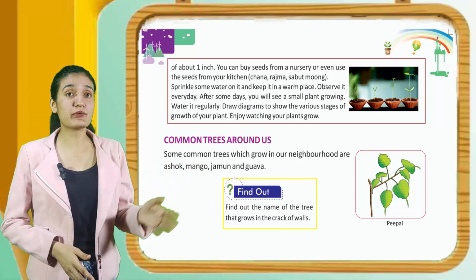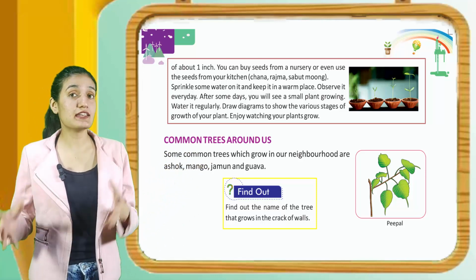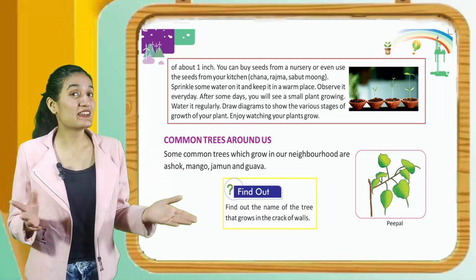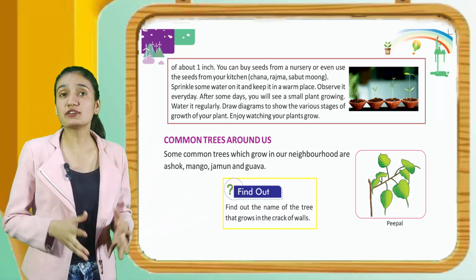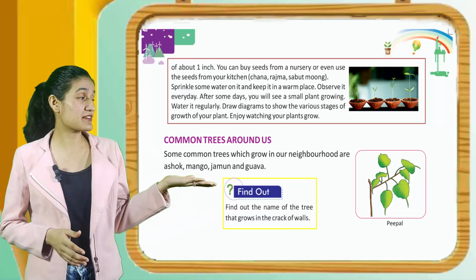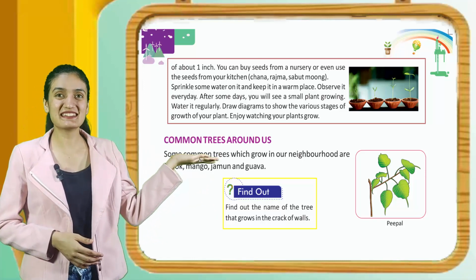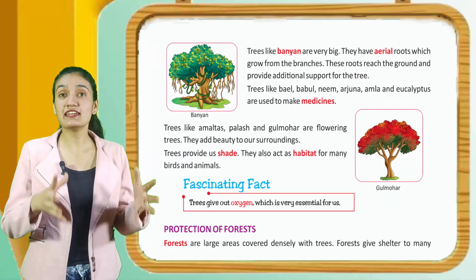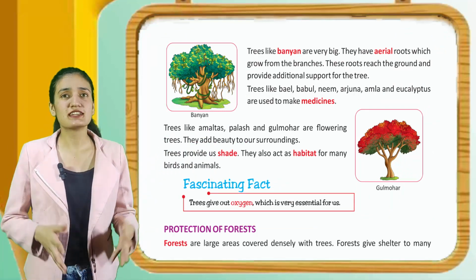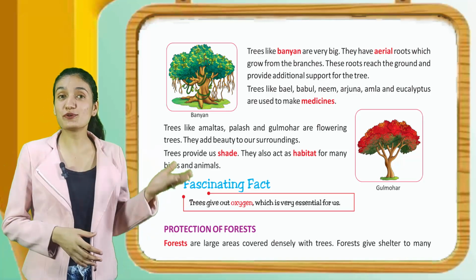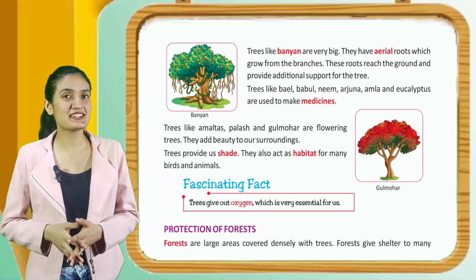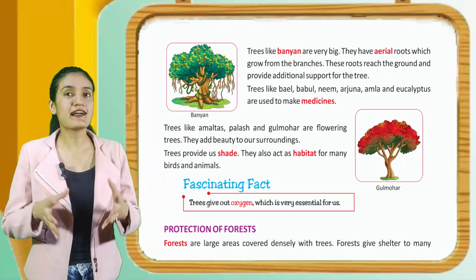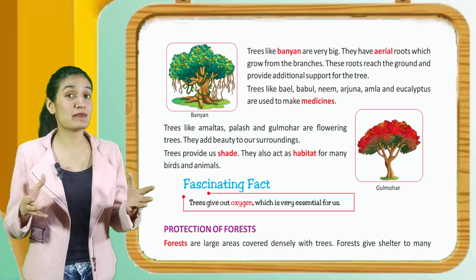Now, common trees around us. Some common trees which grow in our neighborhood are Ashok, mango, jamun and guava. Now kids, let's find out the name of the tree that grows in the cracks of walls. Here you can see peepal. Trees like banyan are very big. They have aerial roots which grow from the branches. These roots reach the ground and provide additional support for the tree. Trees like bael, babool, neem, arjuna, amla and eucalyptus are used to make medicines.